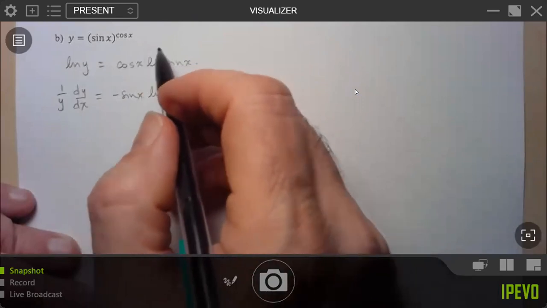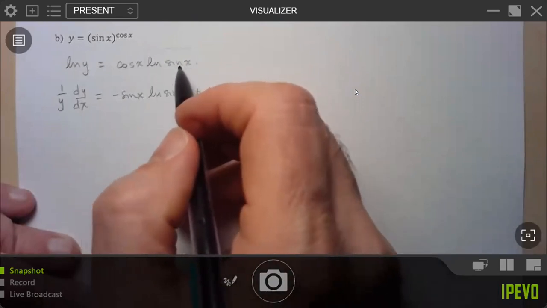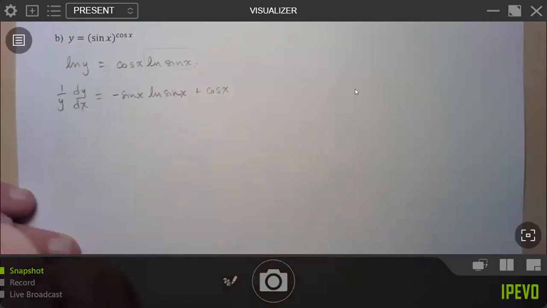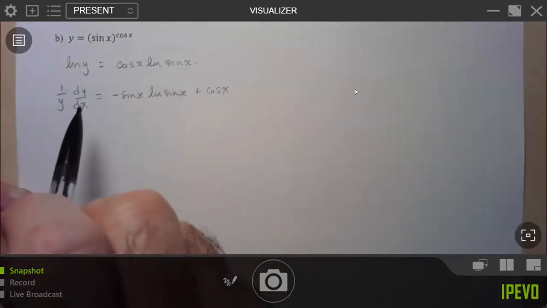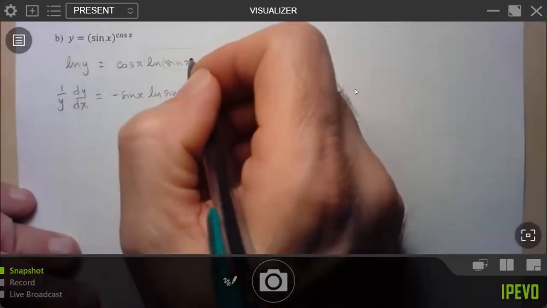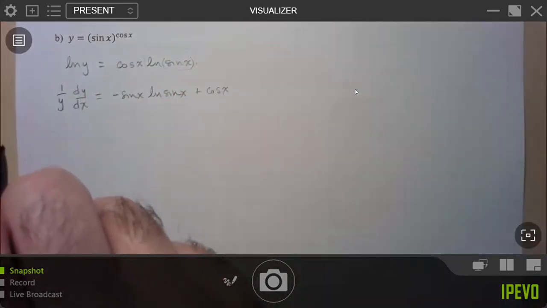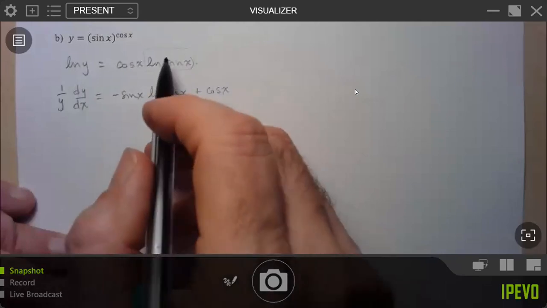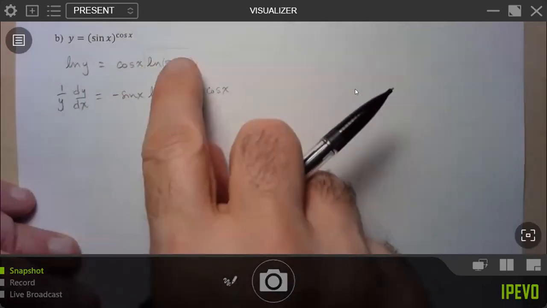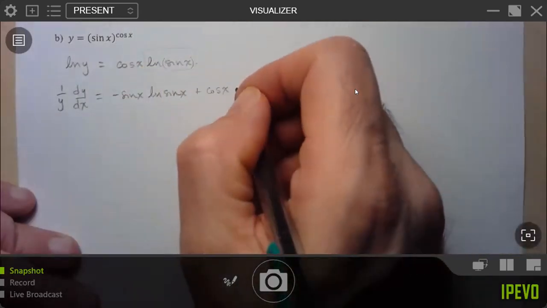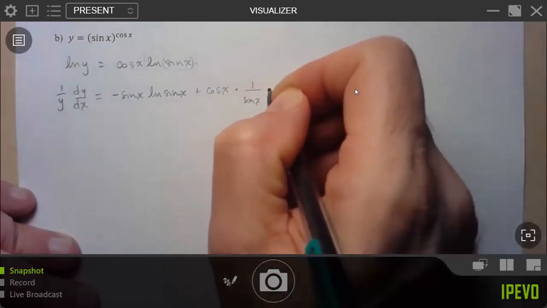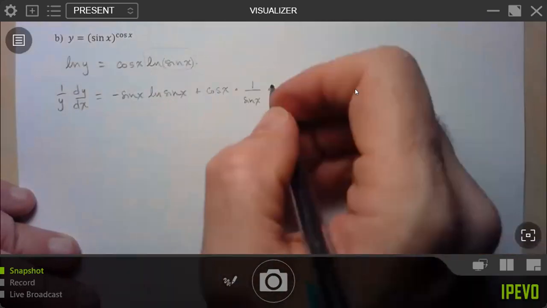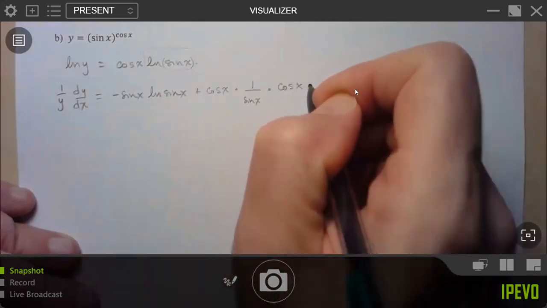Now this is where I have to be careful when I'm taking the derivative of ln of sine x. What am I going to have to use when taking the derivative of ln sine x? The chain rule. Yeah, I'm going to have to use the chain rule. So here, derivative of ln u is 1 over u. So it's times 1 over sine x times the derivative of sine x, which is cos x.